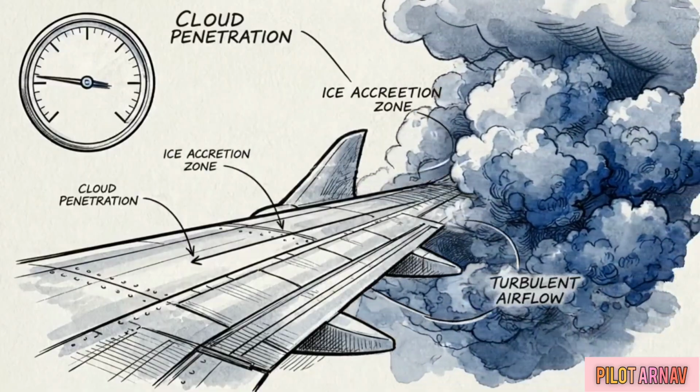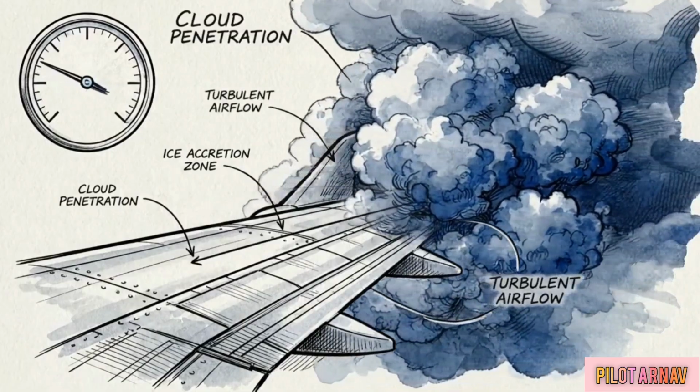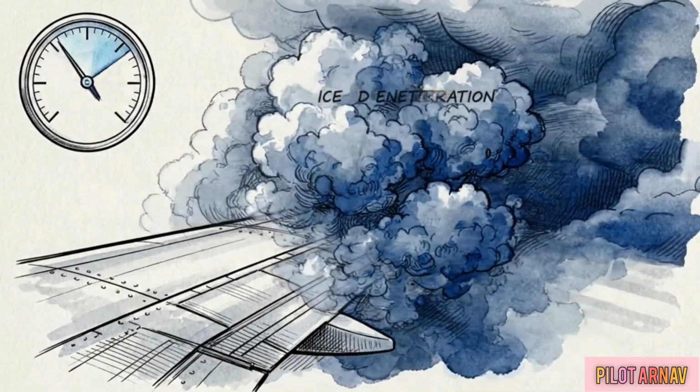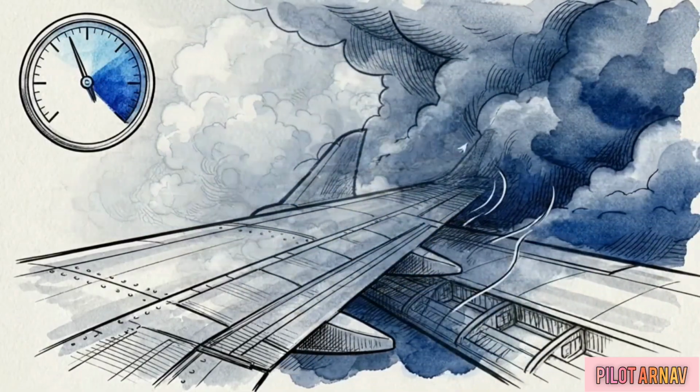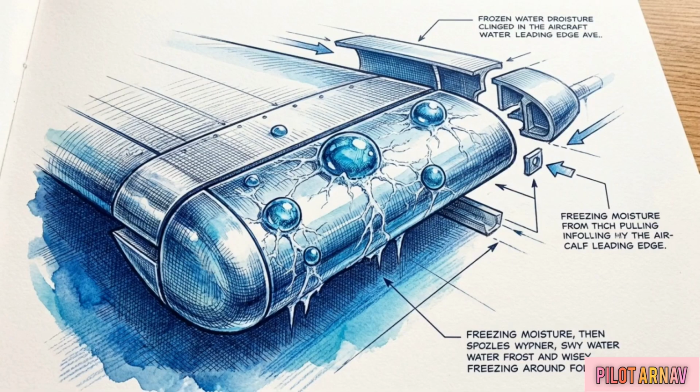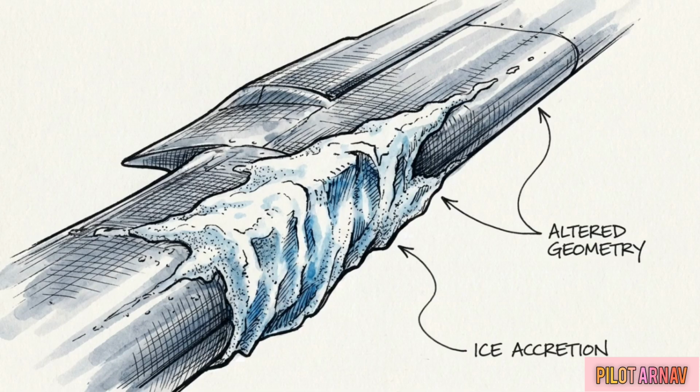This is a commercial jet penetrating a cumulonimbus weather system. It is entering an environment loaded with microscopic threats. As the aircraft pushes through the moisture, water freezes rapidly along the wing's leading edge. It builds outward, layer by layer, altering the geometry of the airfoil.